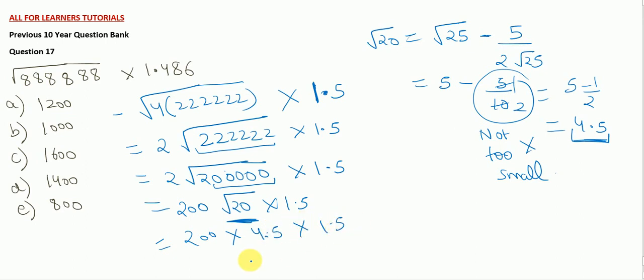Okay, now 200 into 4.5 into 1.5. Now you can easily calculate it. 4.5 into 200 is what? You will get it as 900. 900 into 1.5, and you will get it as 1350. Okay, now 1350 is nearest to which option? Option number D. So your answer is 1400.